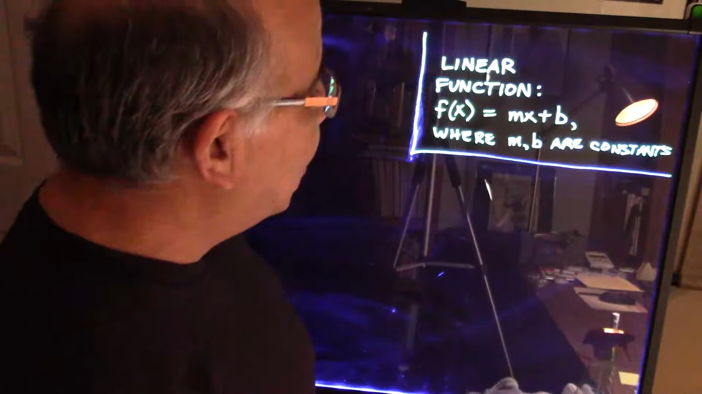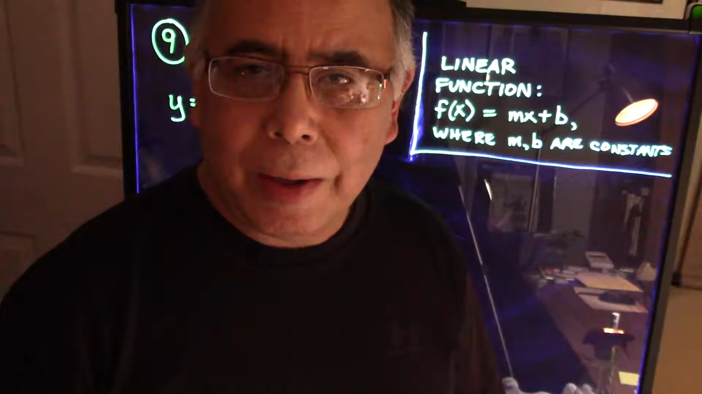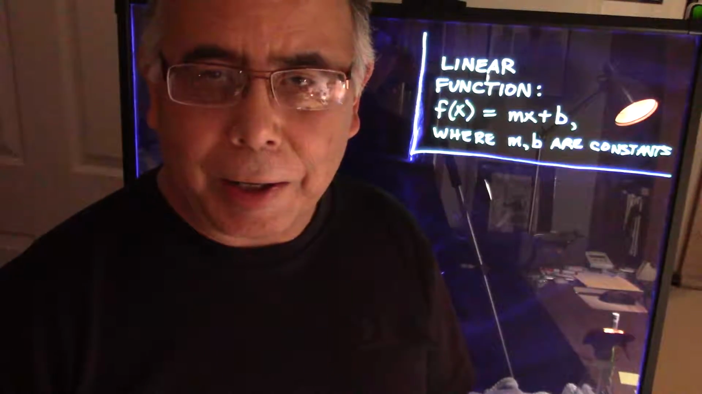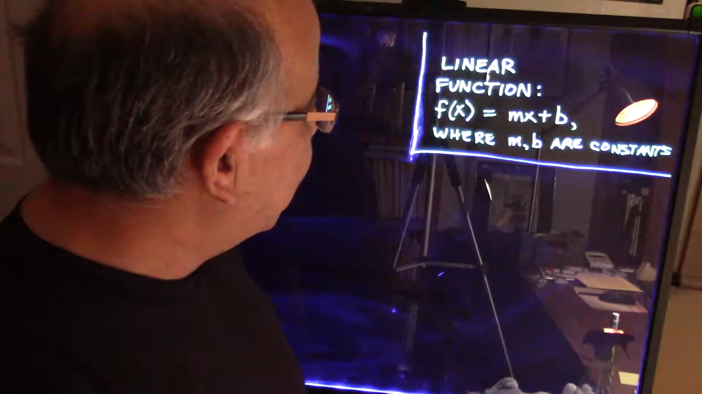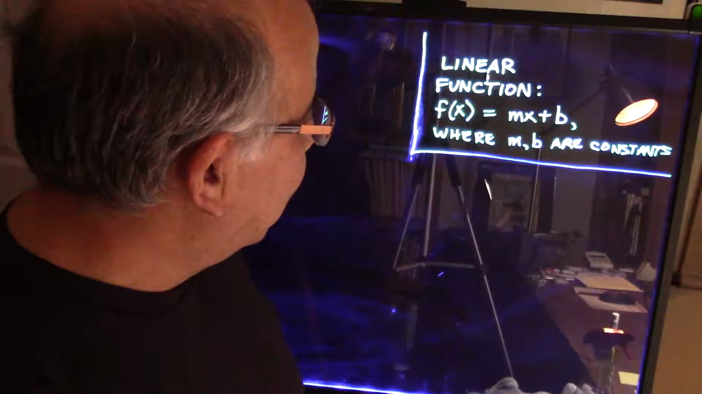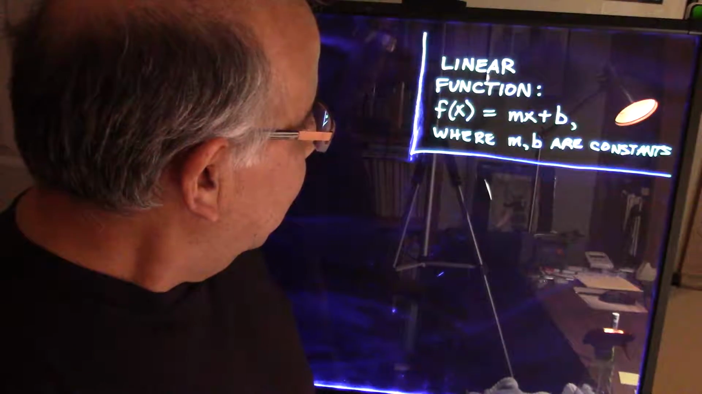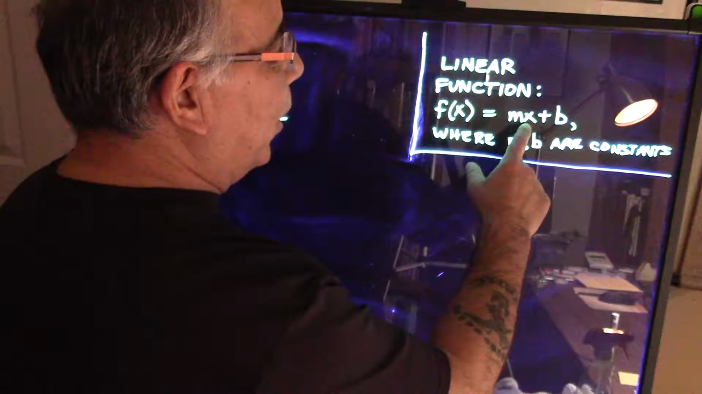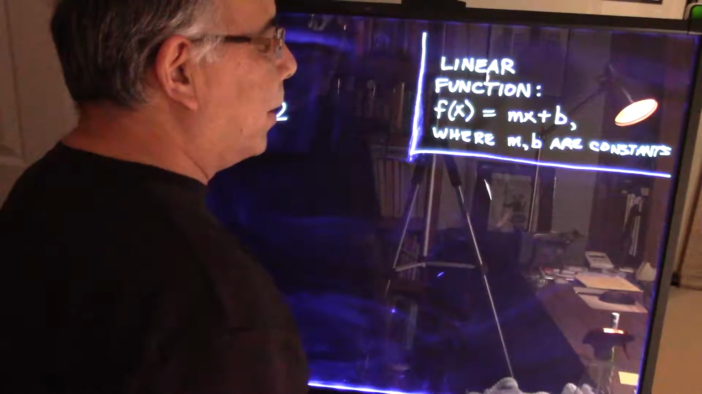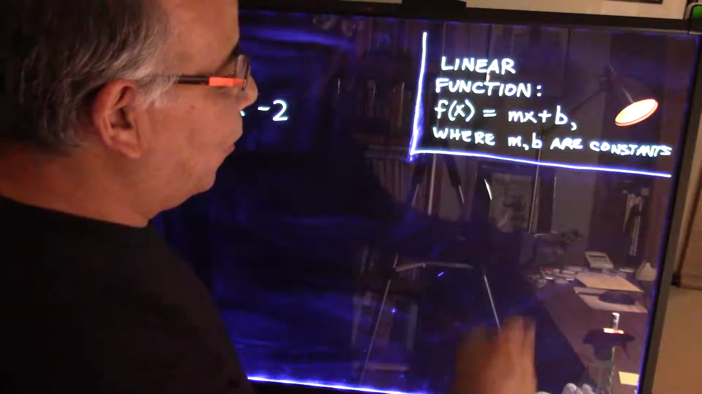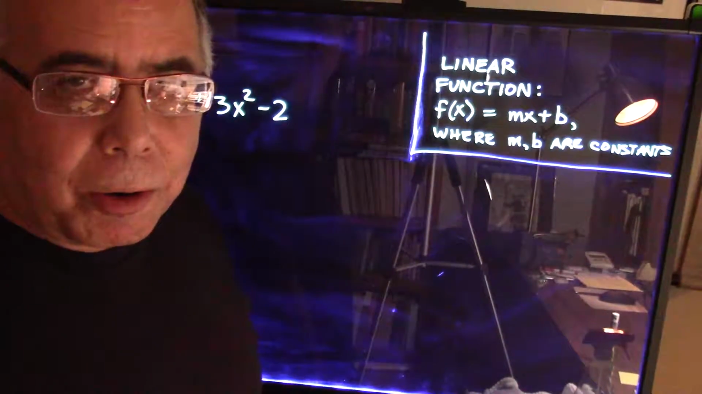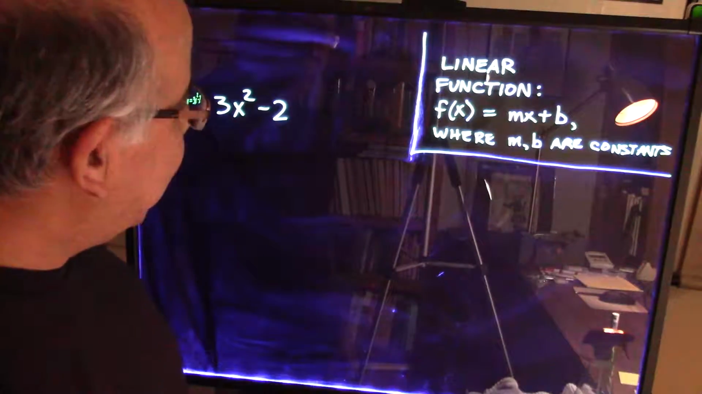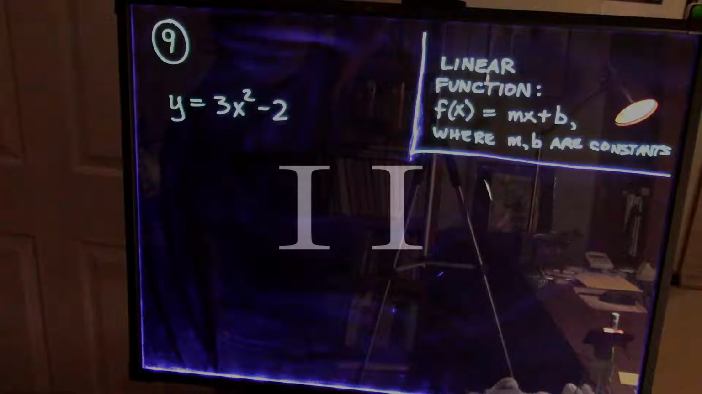M and b could both be 0, so you'd have y equals 0, or f of x equals 0, which would be basically the x-axis, all right? That's a horizontal line going through y equals 0. But on linear functions, the degree of x, or the power on x, always has to fit this format, which is 1. The power will be 1, okay? So again, the answer is no on this one.